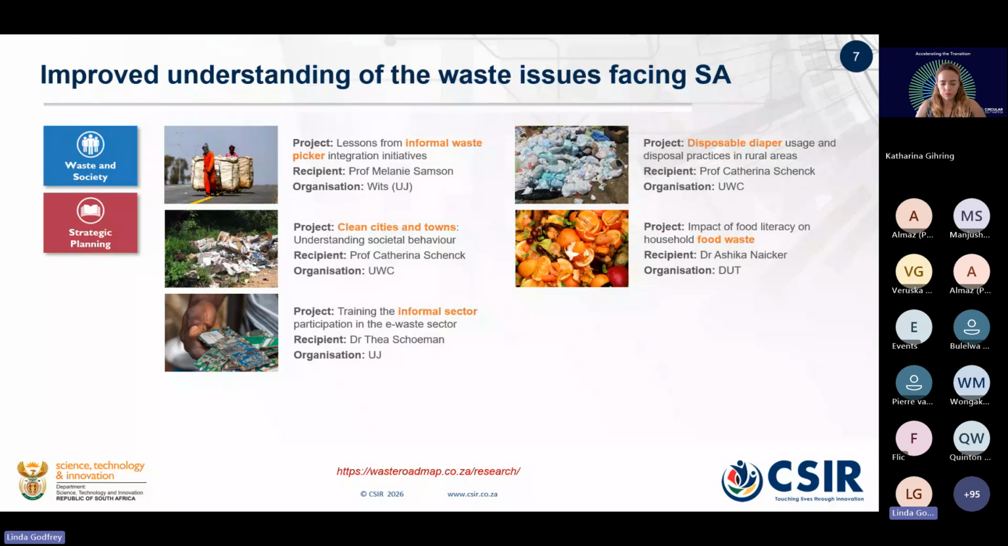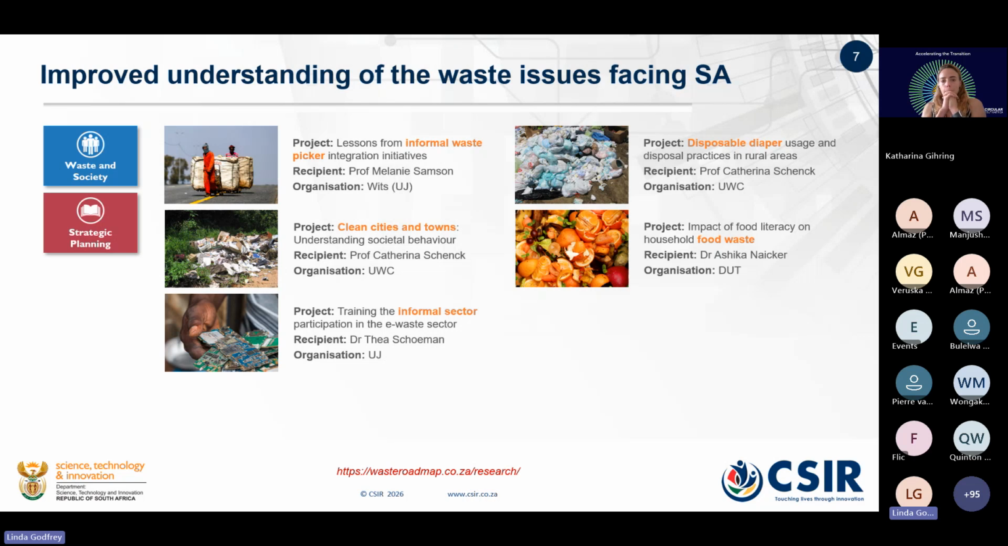So first of all, the question was around improving our understanding of some of the big waste issues that we're facing in South Africa. And if you've had a look at the waste roadmap, you'll know that there were 6 clusters. Waste and society and strategic planning were 2 of those. And so these are grant projects that align with these 2 particular clusters.